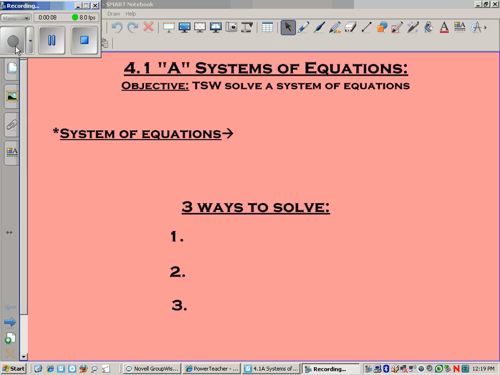But we're going to do 4.1a, so if you'll get out your notes, get those started as usual. I'll give you a second to copy this down.